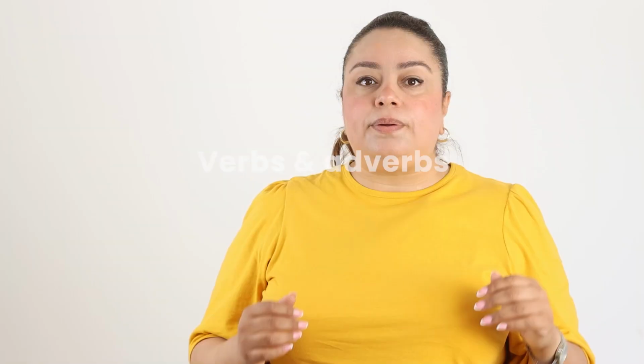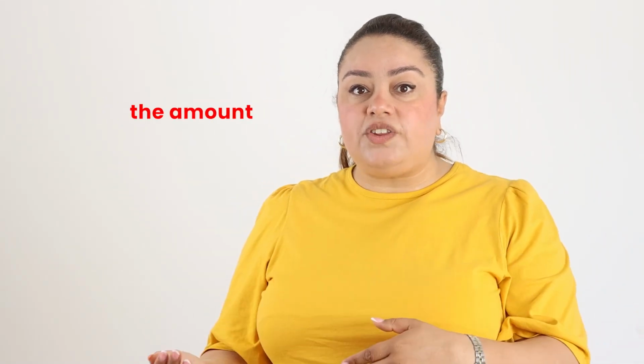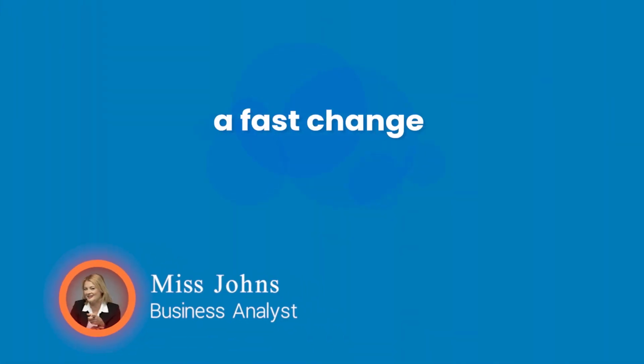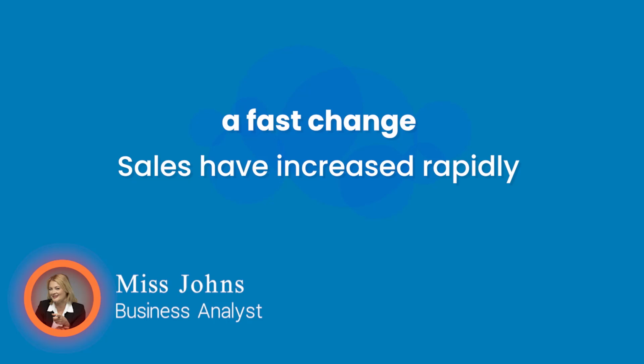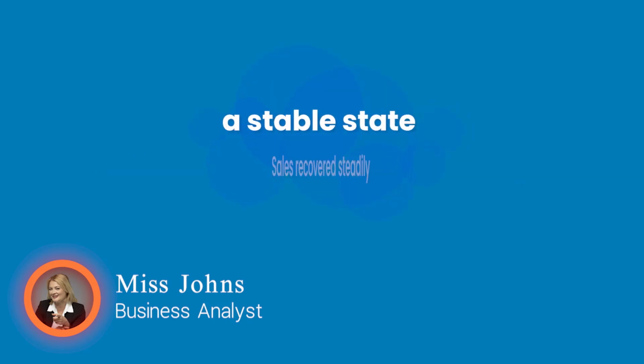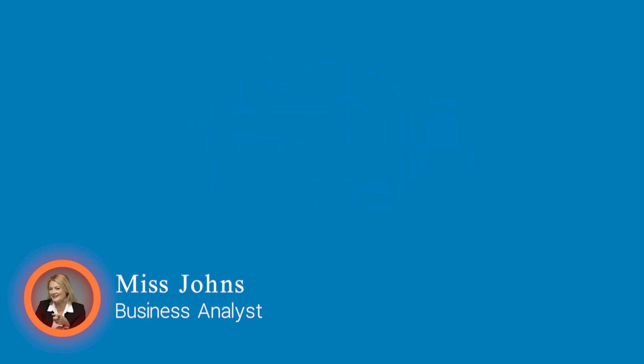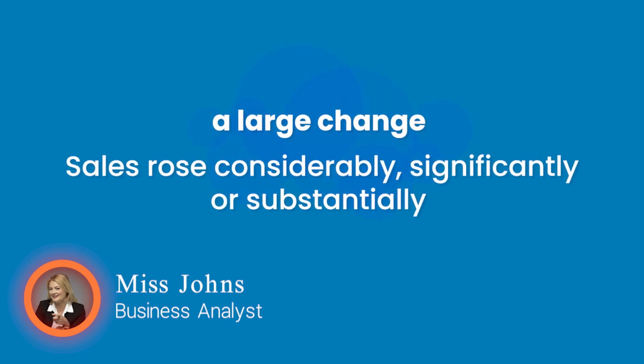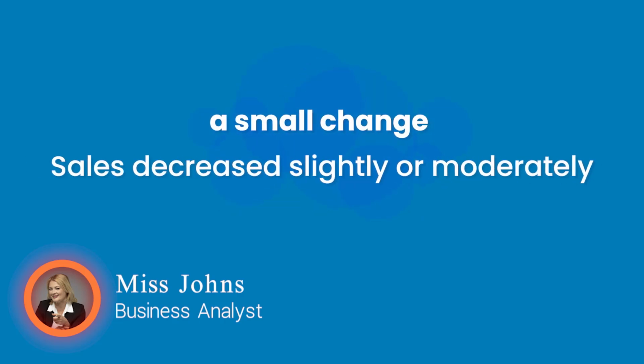To describe either the speed or the amount of a change, you can use verb-adverb collocation. Sales have increased rapidly, a fast change. Sales have dropped gradually, a slow change. Sales recovered steadily, a stable state. Sales rose considerably, significantly or substantially, a large change. Sales decreased slightly or moderately, a small change.